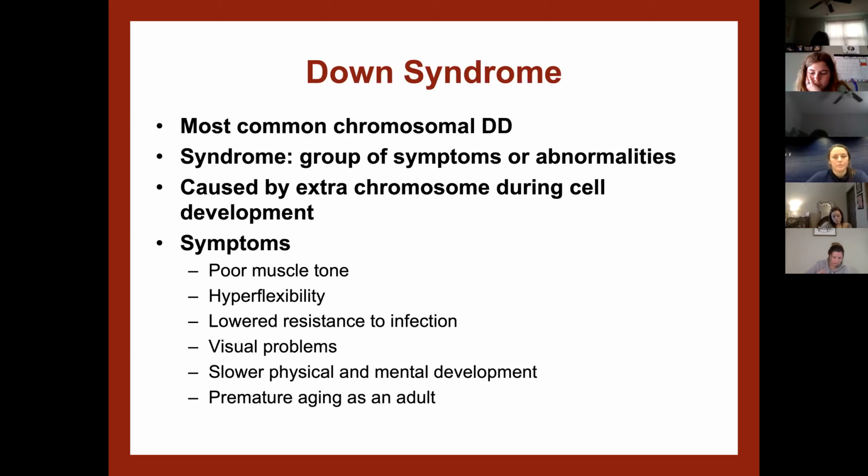And the symptoms are poor muscle tone, hyperflexibility, which means that they are more flexible than they should be in most cases. They have a lowered resistance to infection. Visual problems are common. Slower physical and mental development. And premature aging as an adult. So a 40-year-old person with Down syndrome is going to appear to be older than that.